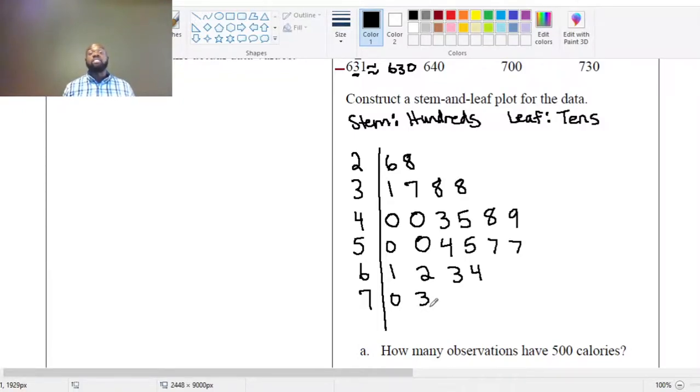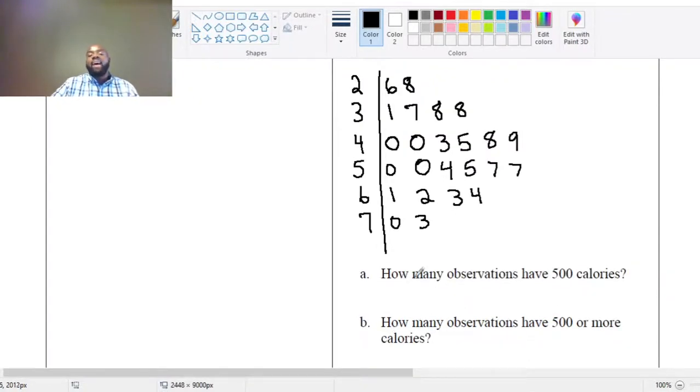And so this gives us not only a way to actually see the data values, but it also allows us to see the distribution, the shape of the distribution. And so part 8 asks, how many observations have 500 calories? Well, if we go to our stem and leaf plot, we see that there's a 0 there and a 0 there. And so there are two observations with 500 calories.